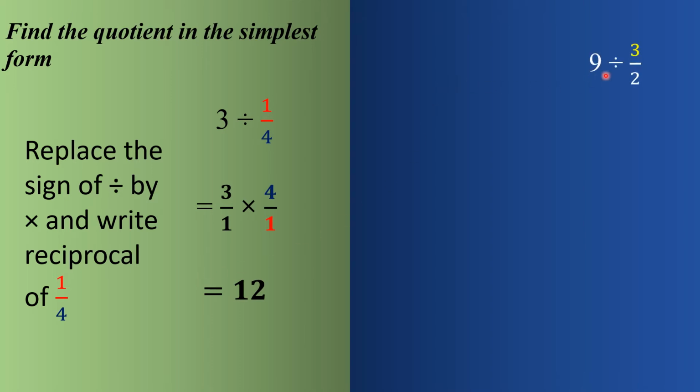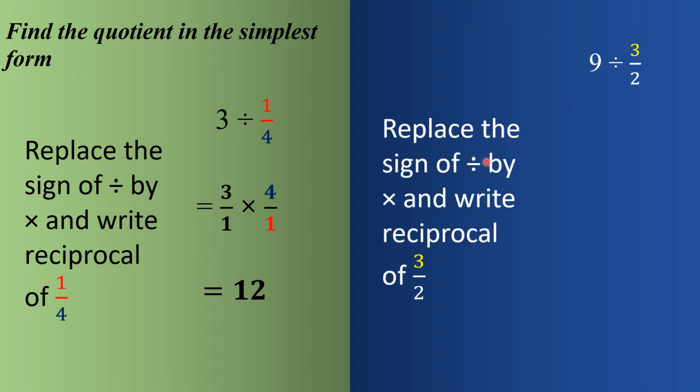Let us do one more question. Here is 9 divided by 3 by 2. In this question, 9 is a whole number, 3 by 2 is a fraction. We need to divide 9 by 3 by 2. It means 9 is the dividend, 3 by 2 is the divisor. So what we will do? Yes, we will replace the sign of division by multiplication and write the reciprocal of this divisor 3 by 2.